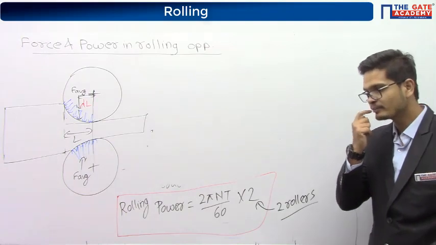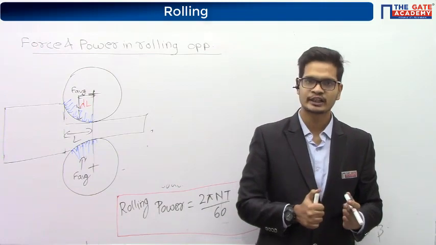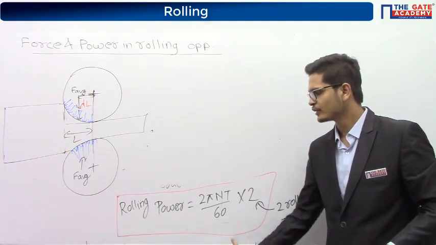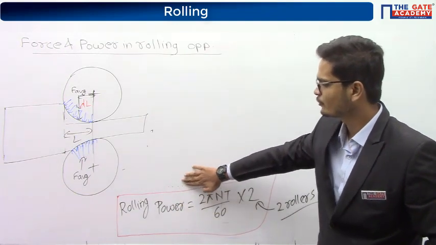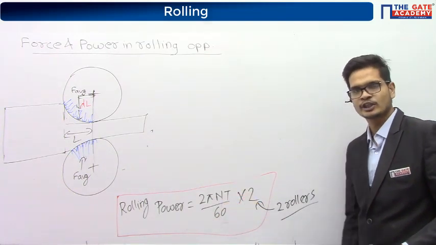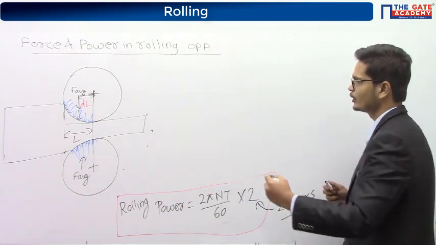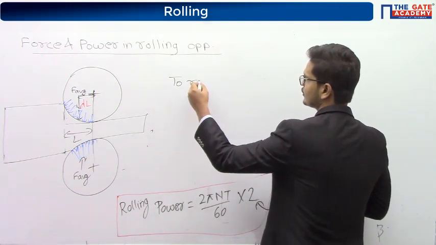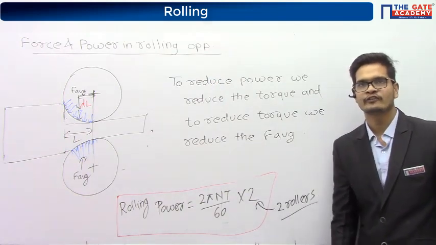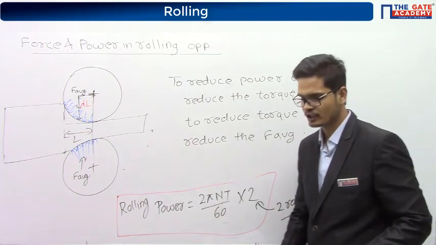Now, as a mechanical engineer, it is your responsibility to design efficient systems, less power consuming systems. Right? So if you want to reduce the power consumption, you will have to reduce the torque. And to reduce the torque, you will have to reduce the average force. So what are the different ways in which you can reduce the average force?